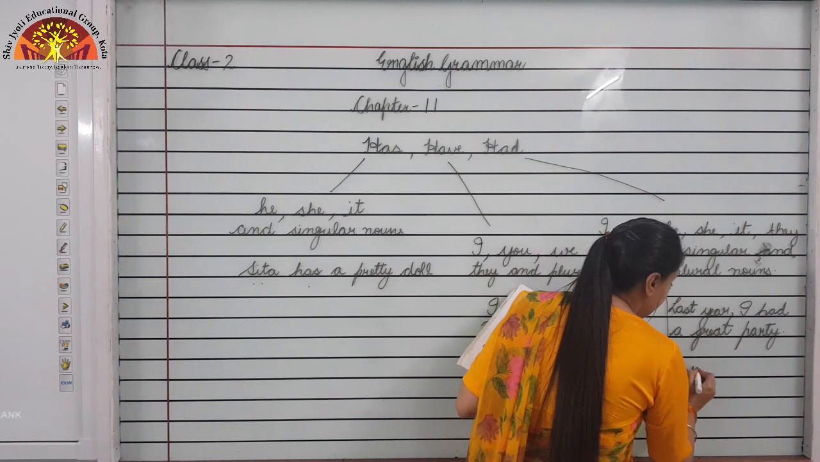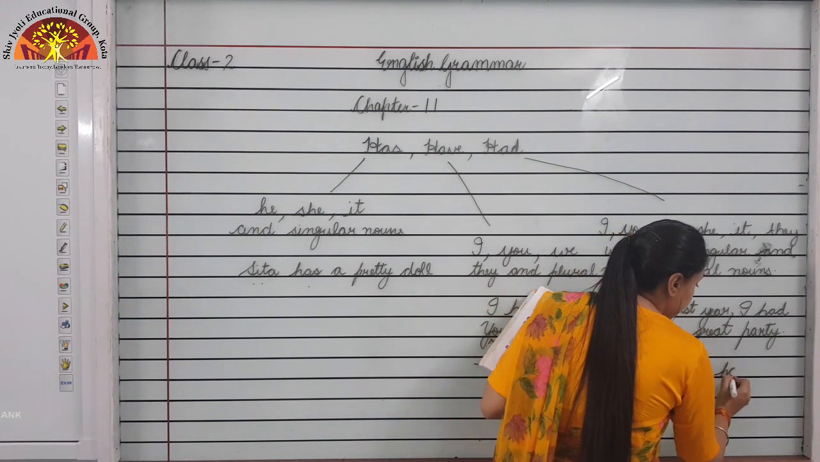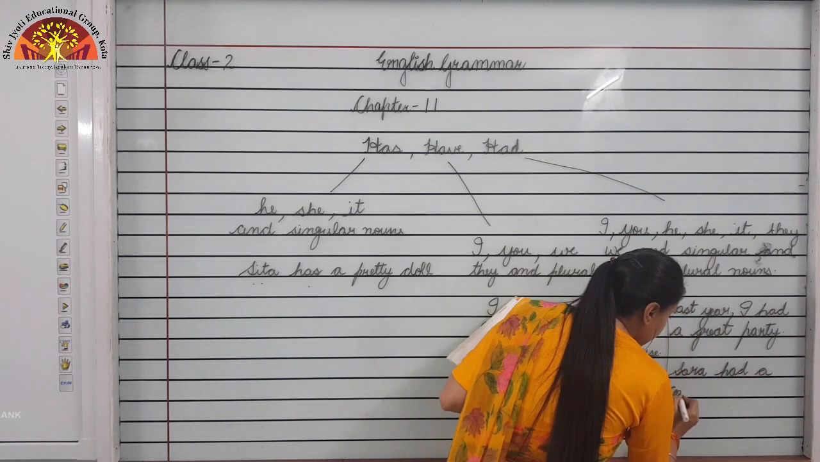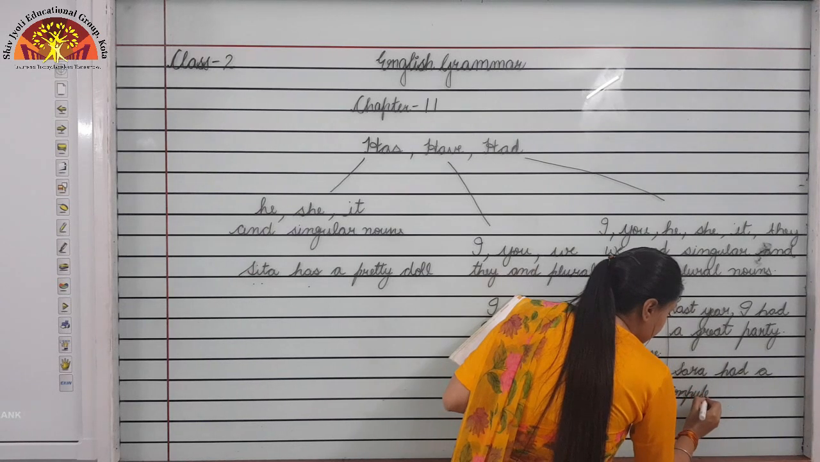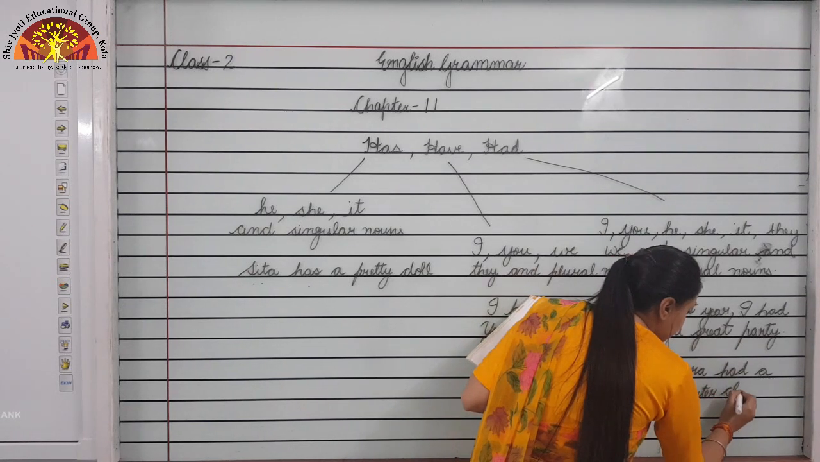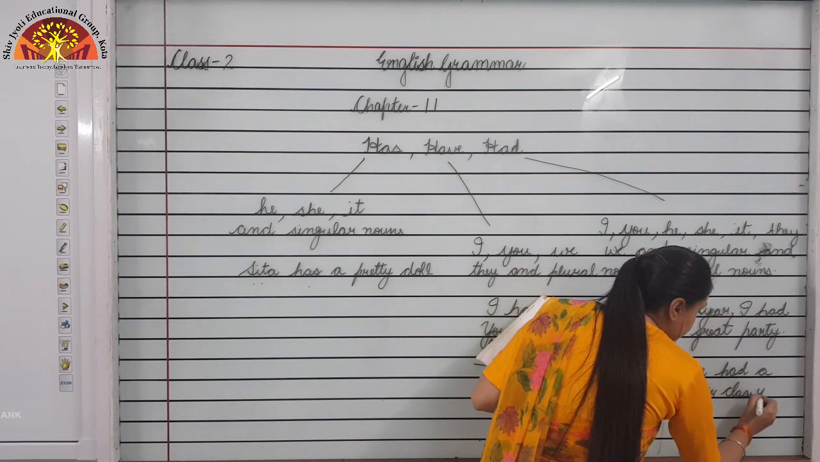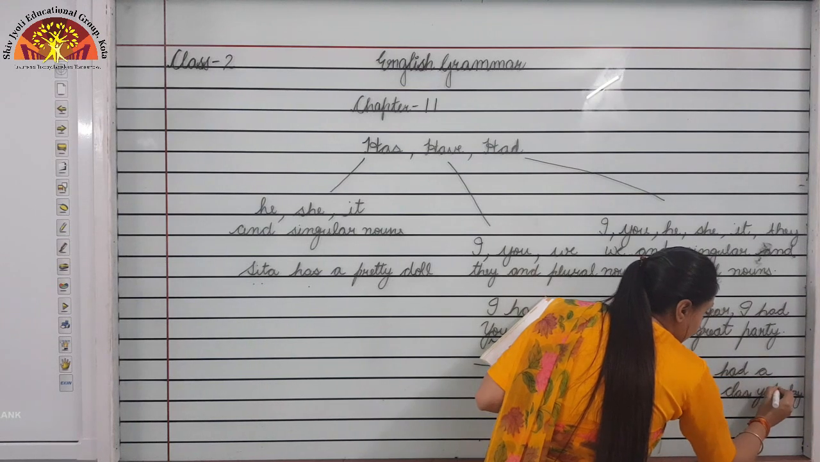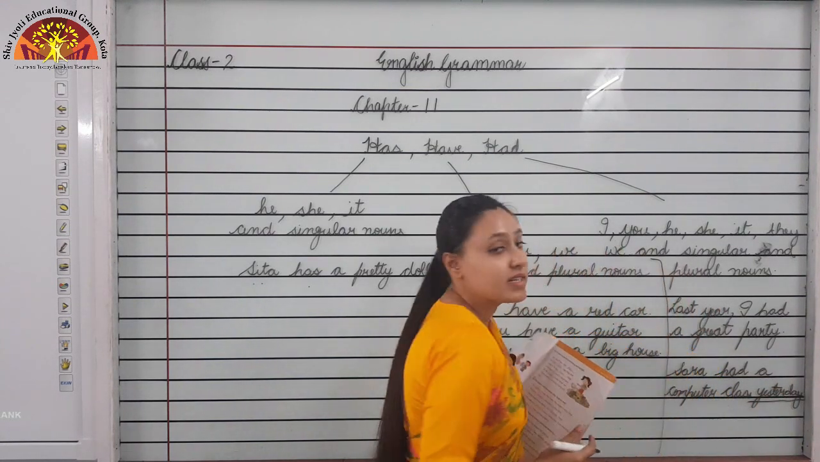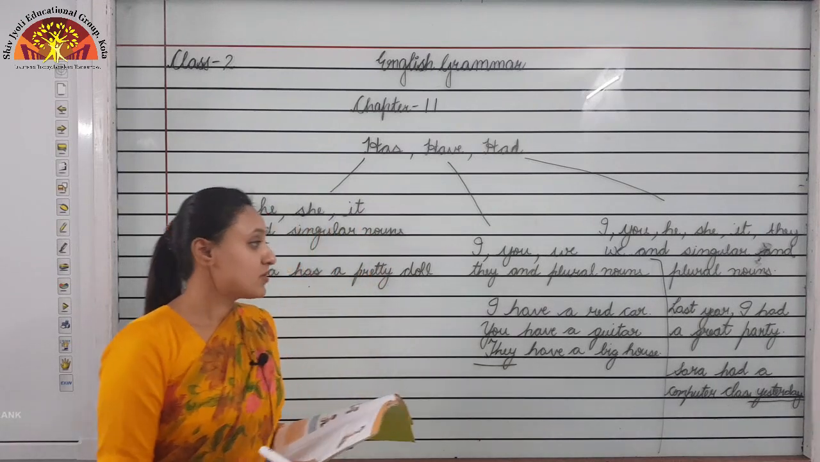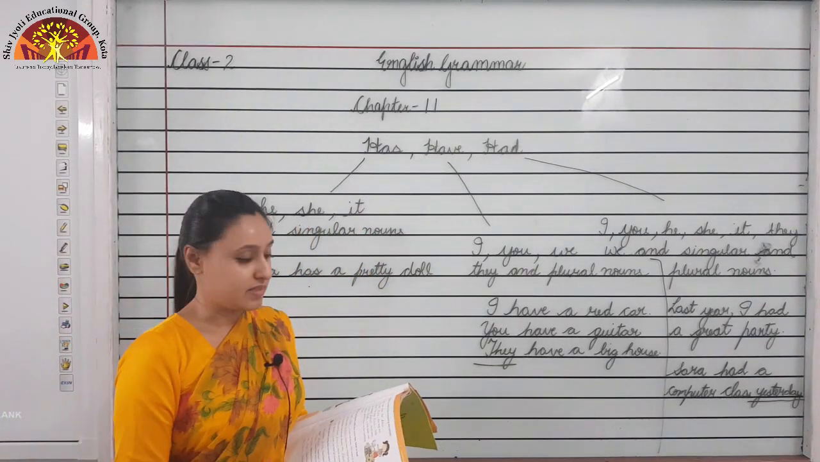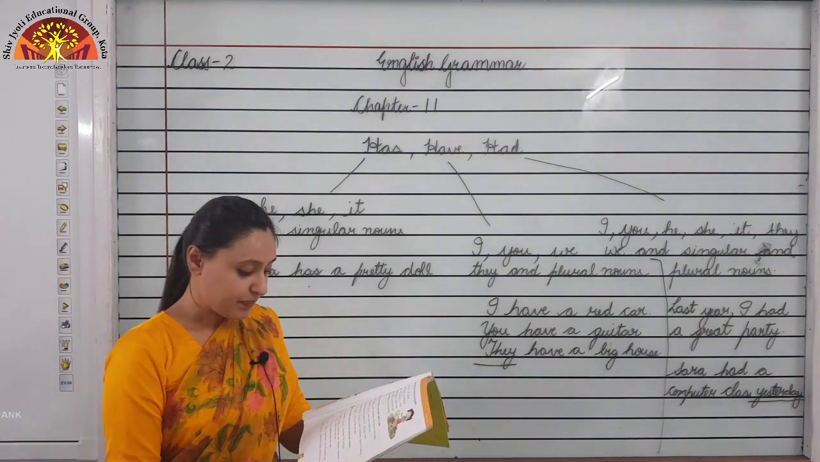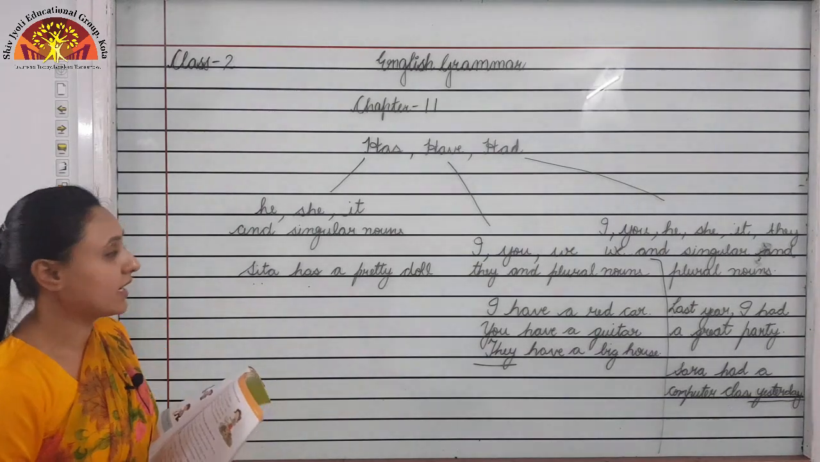Sarah had a computer class yesterday. So here we are using the word yesterday to tell us about past tense. Okay. So we use had for past tense. Okay. Now children, we will see the bookwork of this chapter. Open your book and take out page number 49. Okay.